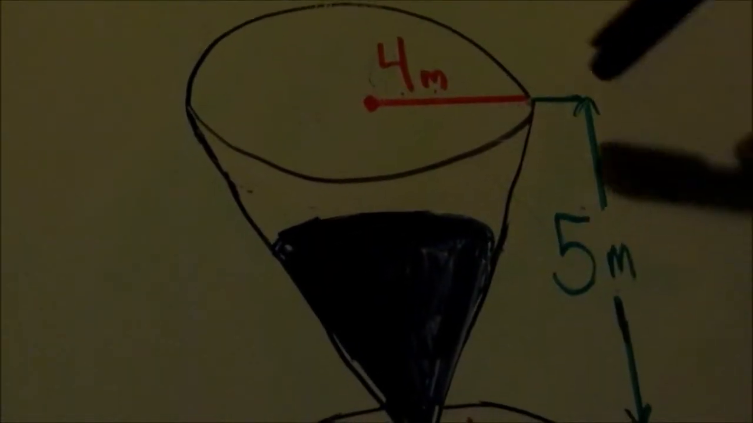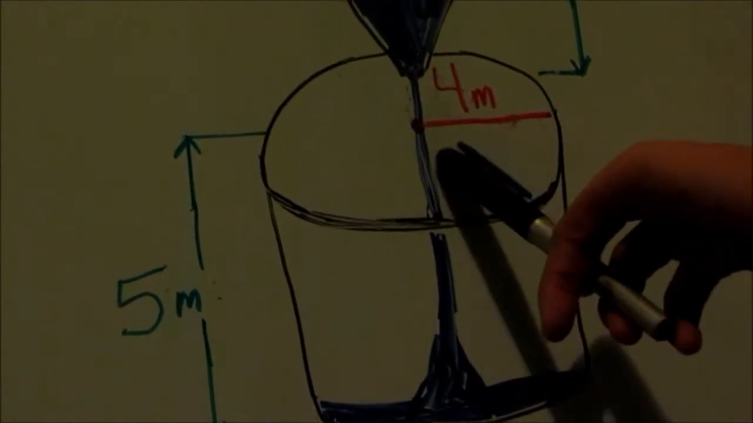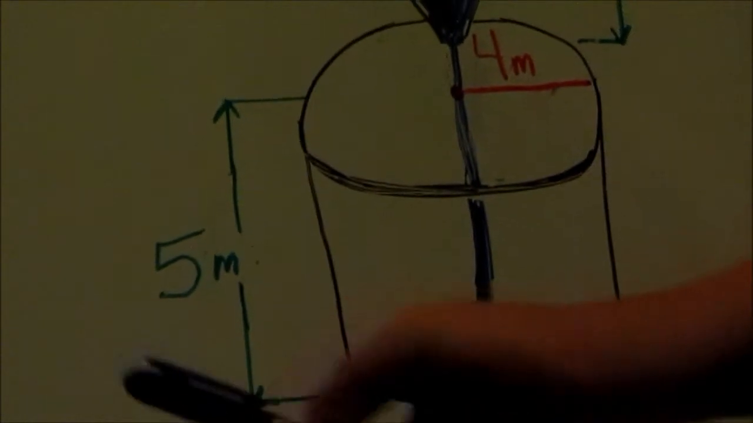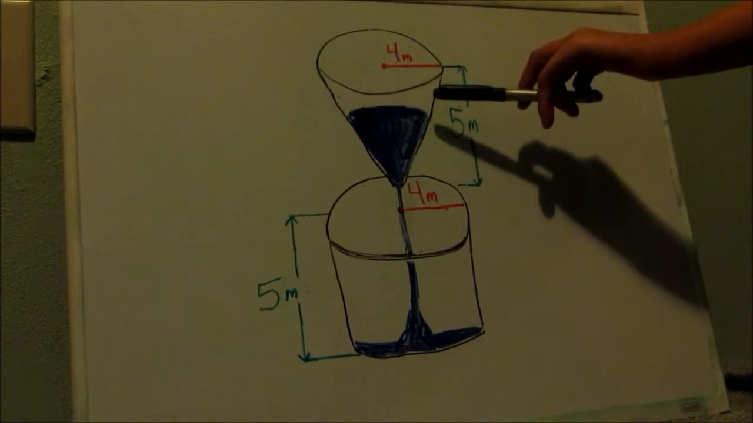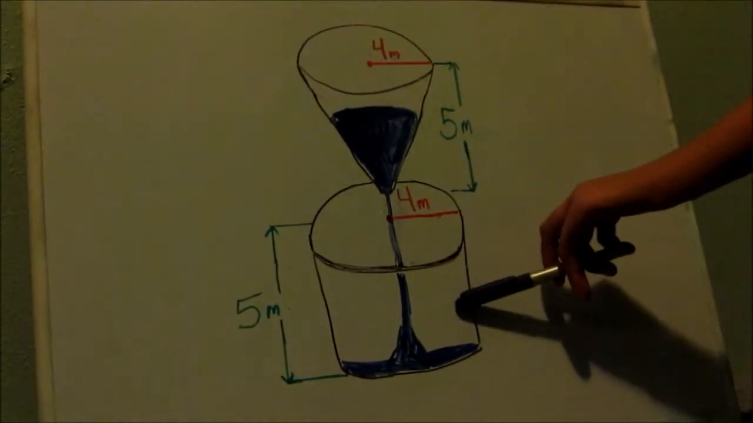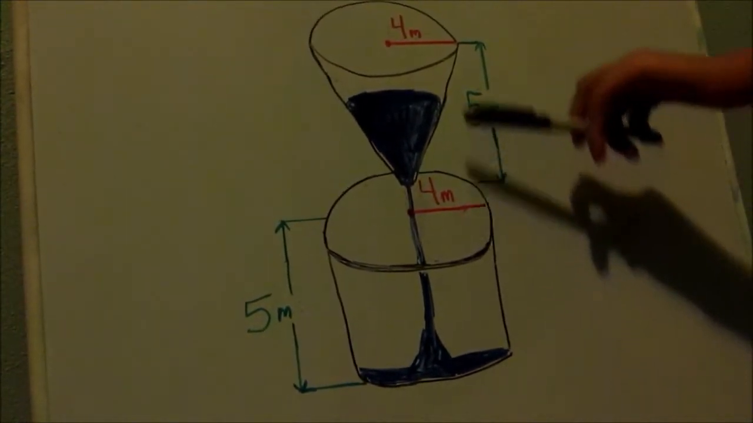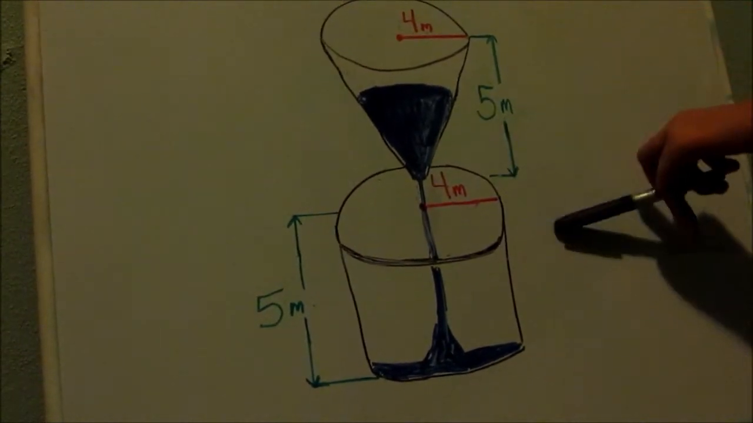A cone tank with an upper radius of 4 meters and a height of 5 meters drains into a cylinder tank with a radius of 4 meters and a height of 5 meters. If the water level in the conical tank drops at a rate of 0.5 meters per minute, at what rate does the water level in the cylinder tank rise when the water level in the conical tank is 3 meters and 1 meter?